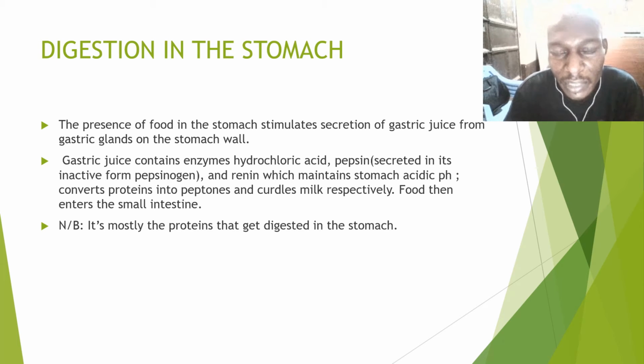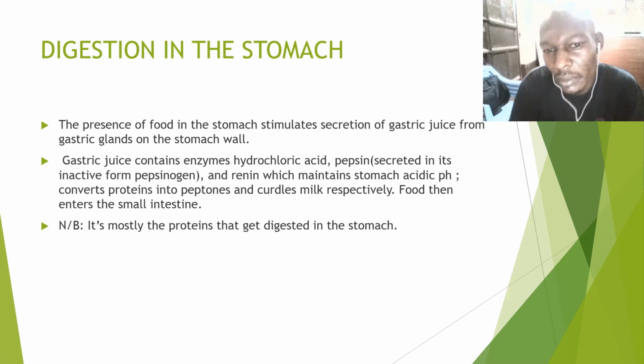We also have pepsin. Pepsin is usually secreted in its inactive form we call pepsinogen. And we also have renin, sorry. Now these enzymes, beginning with hydrochloric acid, maintain the stomach's acidic pH.